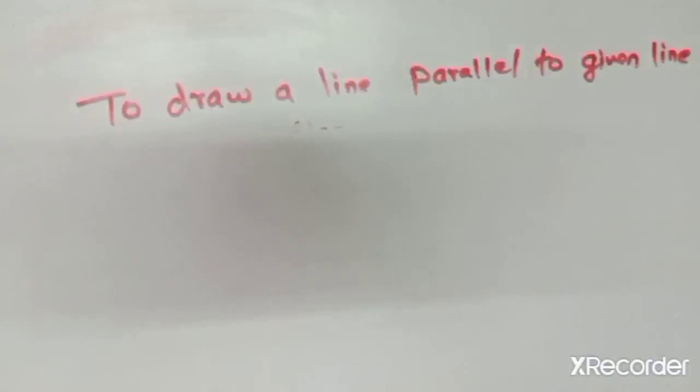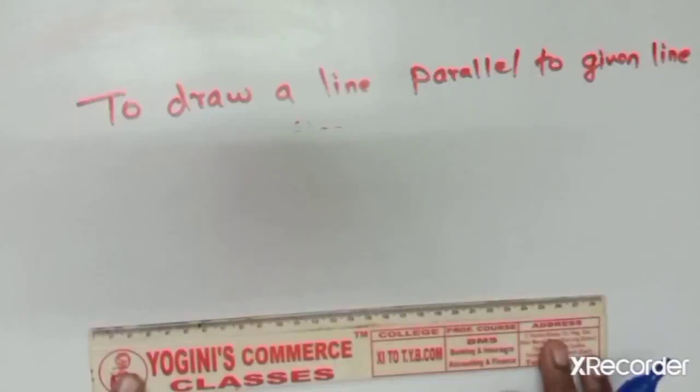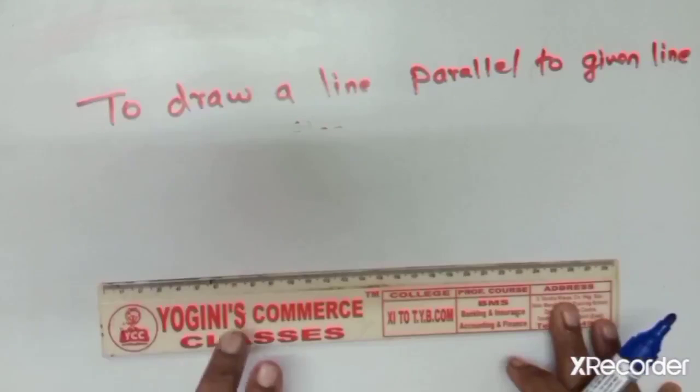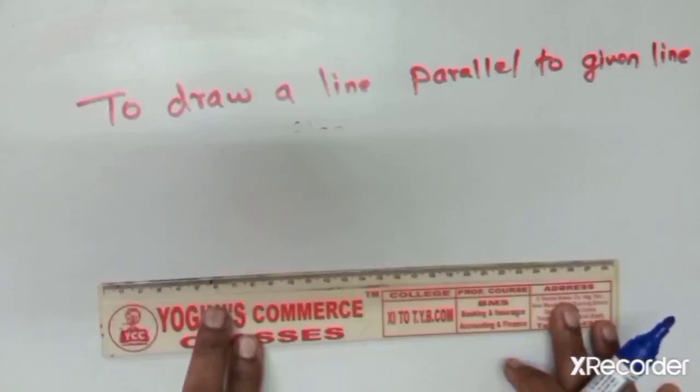Okay students, let us learn how to draw a line parallel to the given line. Now here, first of all, let us draw line L as any one line. Suppose here, there are two methods. Both of the methods we are going to study.